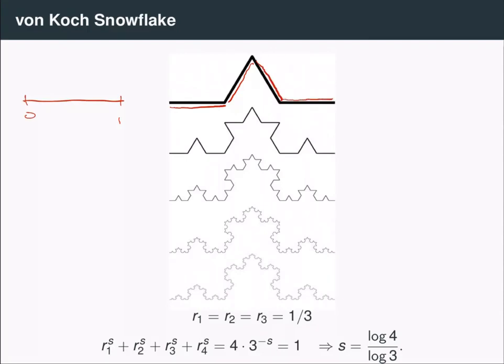So notice that each one of those is a similitude with contraction ratio 1/3, since now each one of these lines has a length of 1/3, and there are 4 of them. So because the contraction ratios are all equal to 1/3, and there are 4 of them, the sum of the s powers simplifies to this quantity here. So solving this equation results in s is equal to log 4 over log 3. And so because the dimension of this set is strictly bigger than 1, we know that the one-dimensional Hausdorff measure of this set must be infinite. So this is a curve of infinite length.